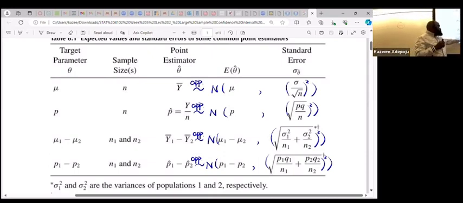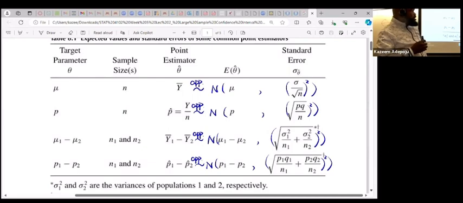And P1 minus P2, maybe you want to compare the proportion of infection rates in two groups. The first group got vaccinated, the second group did not receive any vaccine, and you want to know the proportion of infection in the two groups.